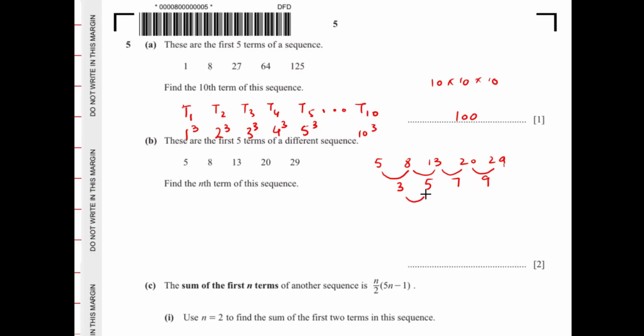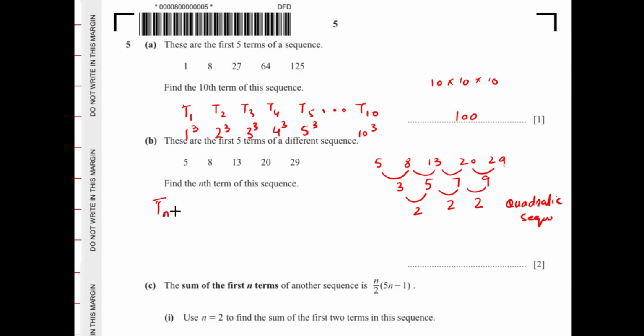We check the second difference. Look here, the second difference between two consecutive terms: 5 minus 3 is 2, 7 minus 5 is 2, and 9 minus 7 is 2. Therefore, the second difference is constant. This is a quadratic sequence. In the quadratic sequence, we write the nth term value.